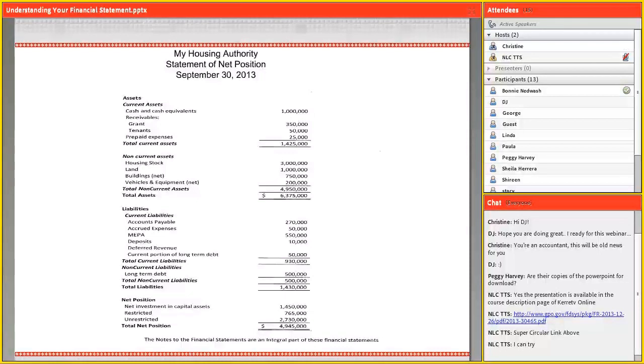Okay? Now, if you look, the total net position is $4,945,000. If you add $4,945,000 to the total liabilities of $1,430,000, you have total assets of $6,375,000. Okay? Does anybody have questions on that?